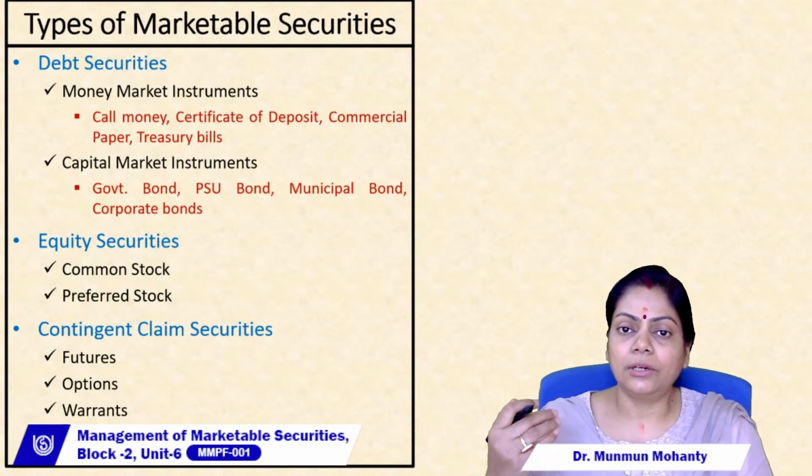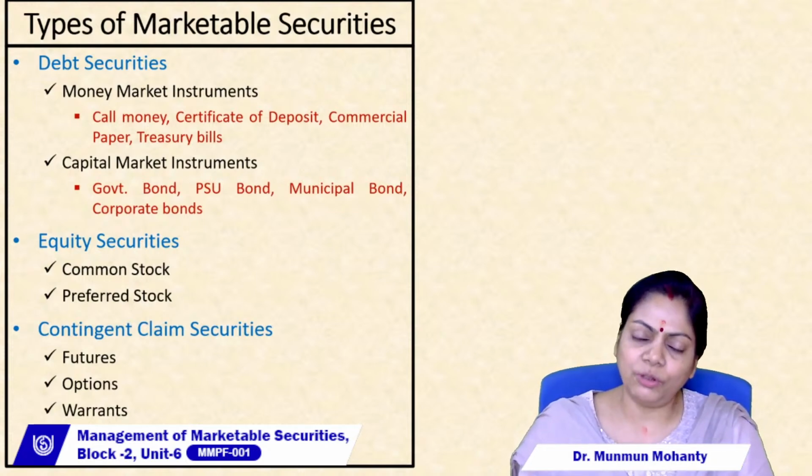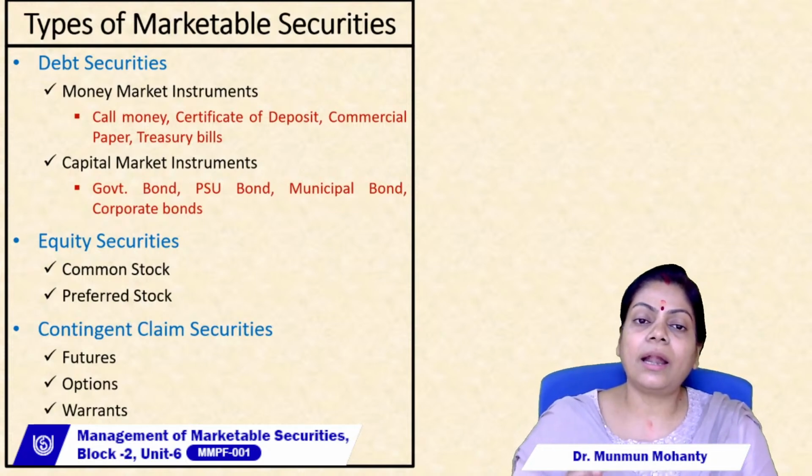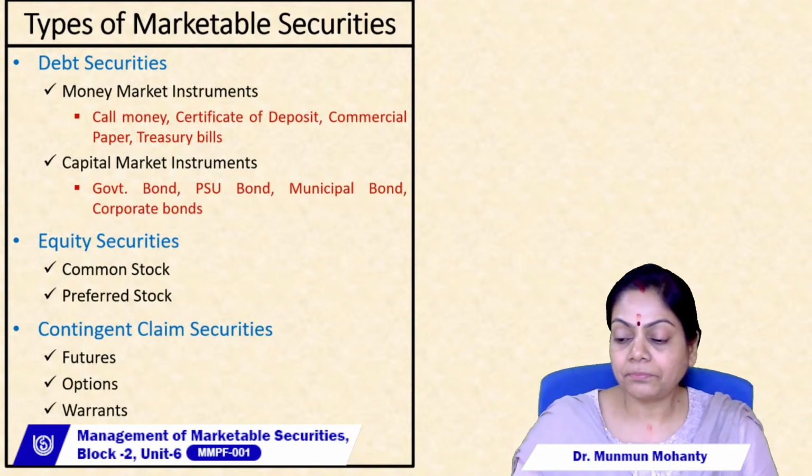Now the commercial paper can be issued for a very short period, like 3 months, 4 months, usually less than 1 year, and these are issued by corporate houses to raise short-term finances.